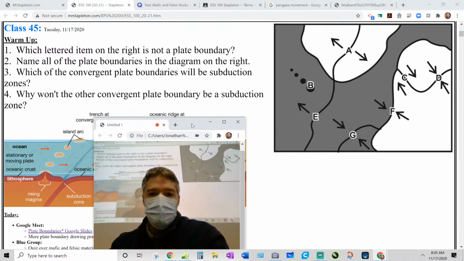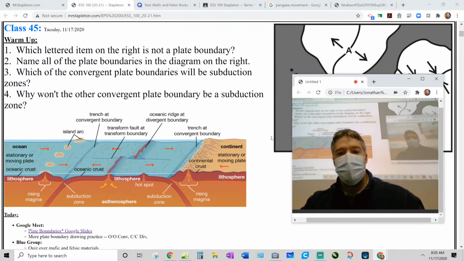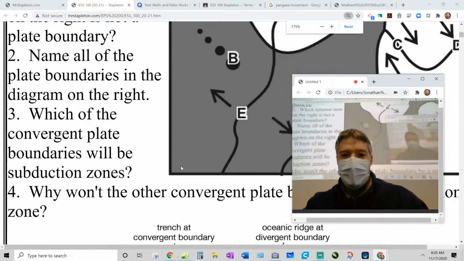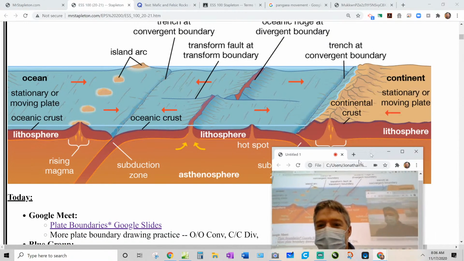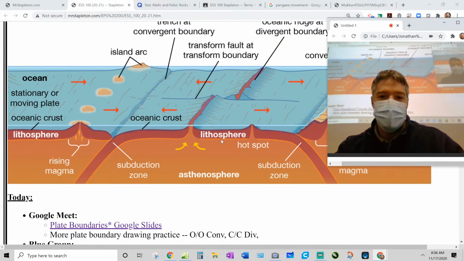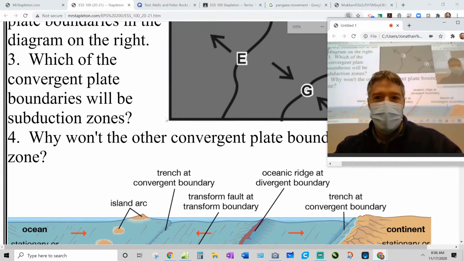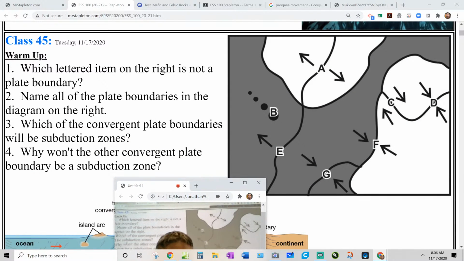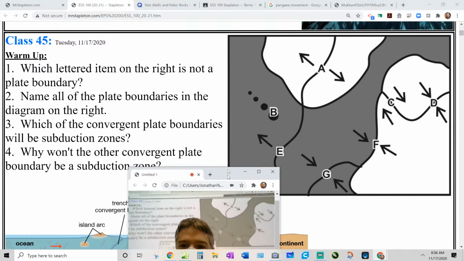Now subduction zones, if you look at this picture down here, a subduction zone is where one plate goes under another. I tried to look up the word subduct, thinking that it'd be interesting to show you the dictionary definition of the word subduct, and it's not really much of a word. But subduction means one plate going underneath another one. So right here you can see a subduction zone or another subduction zone. So the question is, on this map up here, which of the convergent plate boundaries will be subduction zones?